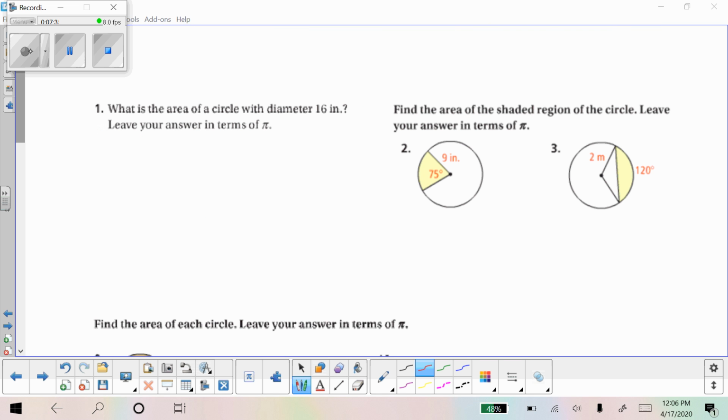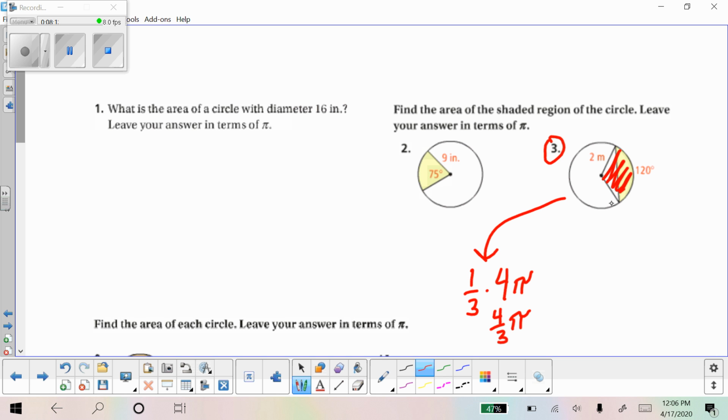I think we should do one more problem here, and that's number 3, because finding the area of this triangle is a little bit different. So on number 3, we're going to first find the area of the sector, which is all of this, and it's 120 out of 360 degrees, which is 1/3 times pi r squared, which would be 2 times 2 times pi, or 4 pi, and we're just going to write that as 4/3 pi.